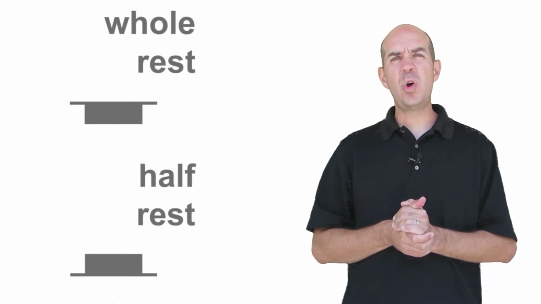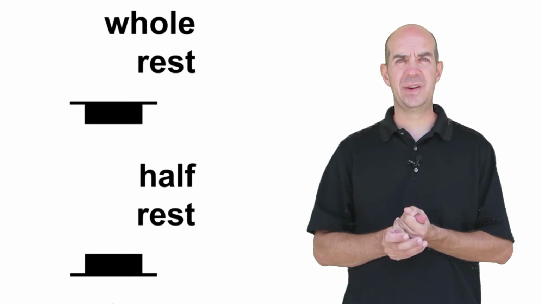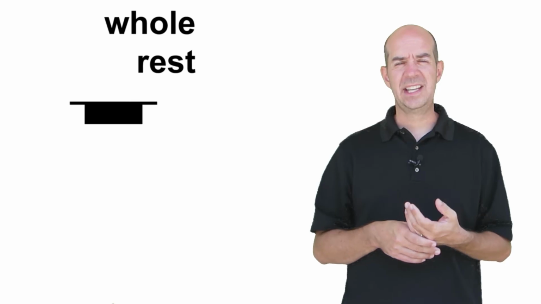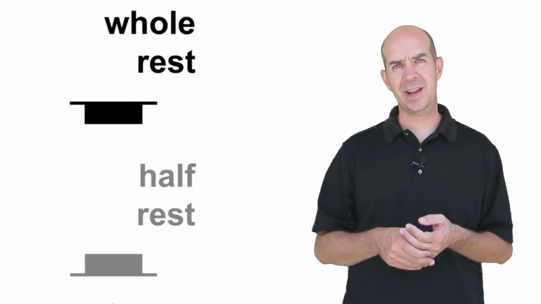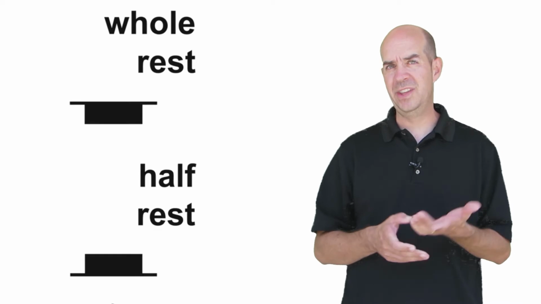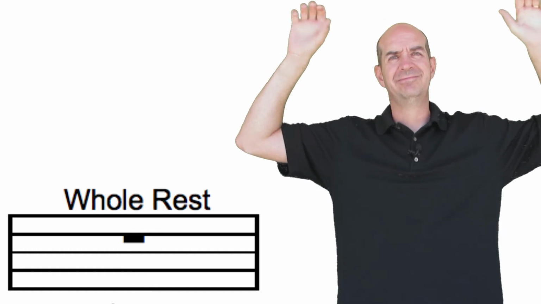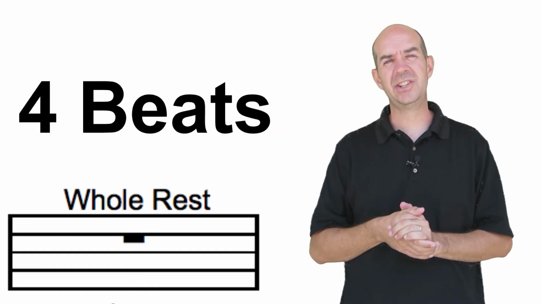Now, the whole rest and the half rest are very, very similar looking, and they're sort of hard to remember which is which. And although there's different ways of remembering, this is the one that I like the best. You see, the whole rest is worth 4 beats, and the half rest is only worth 2 beats. So I think you'd agree with me that the whole rest is stronger than the half rest. Well, to prove it, that whole rest is able to do a chin-up and grab onto that line and hold itself up on that line because it's worth twice as much as the half rest.